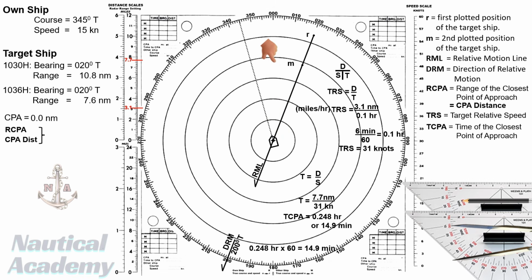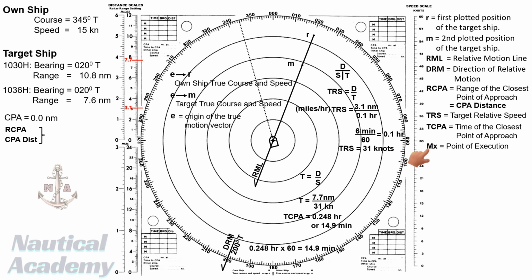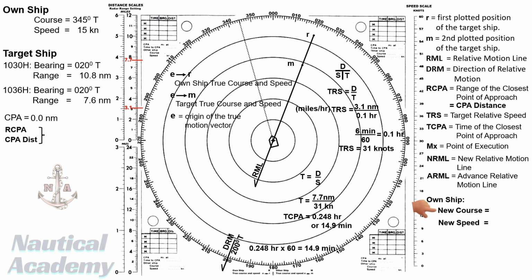This video is divided into two parts. The second part demonstrates how to determine the target's true course and speed. It also covers actions to avoid collision and maintain safe navigation such as point of execution or MX, where own ship will alter course to achieve safe passing distance. Additionally, it includes the new RML, advanced RML, own ship's new course to steer, and the new speed if own ship reduces its speed to avoid risk of collision.